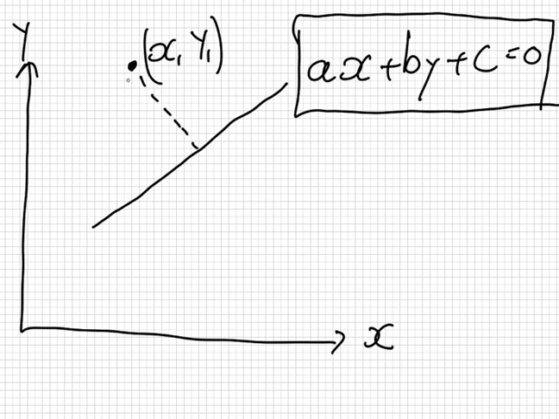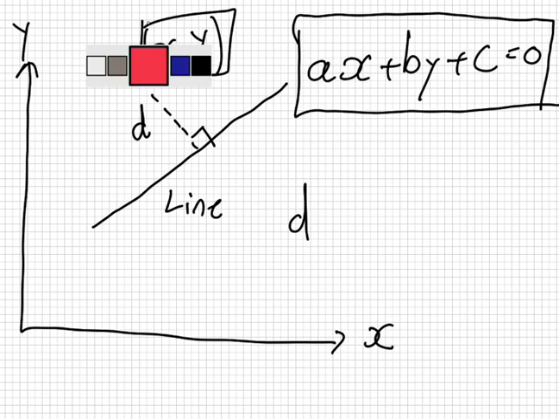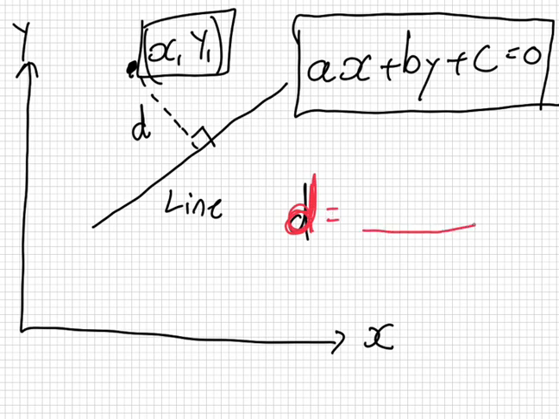So this time now, we want to find the distance between this point and this line. And this is sometimes called the shortest distance or the perpendicular distance. So the distance between this point and this line. So the formula for that distance will equal, here is square root a squared plus b squared, and then we have a x1 plus b y1 plus c.